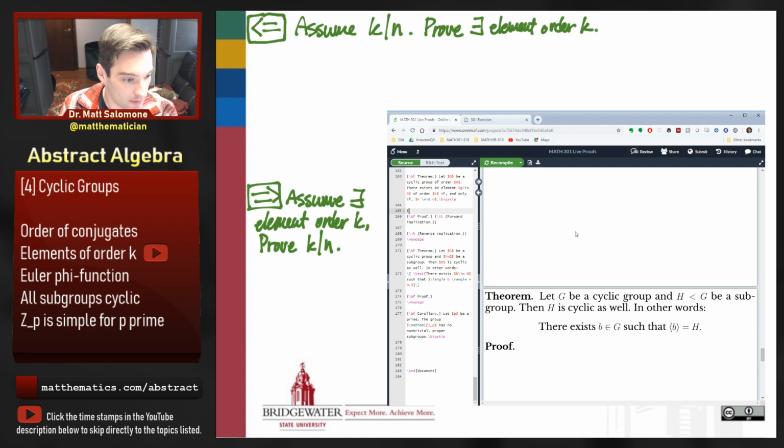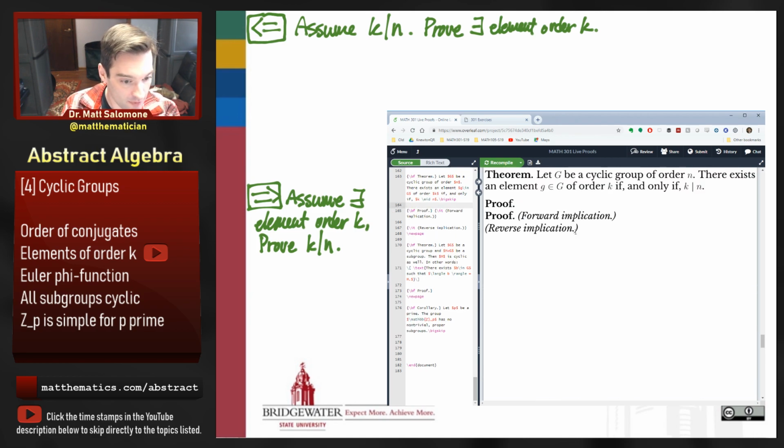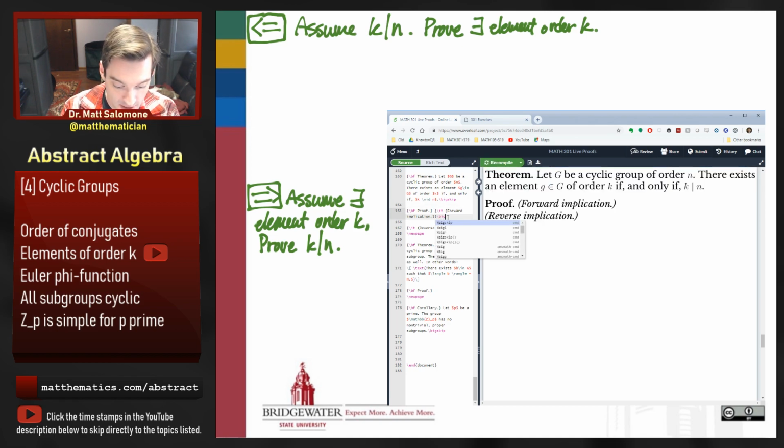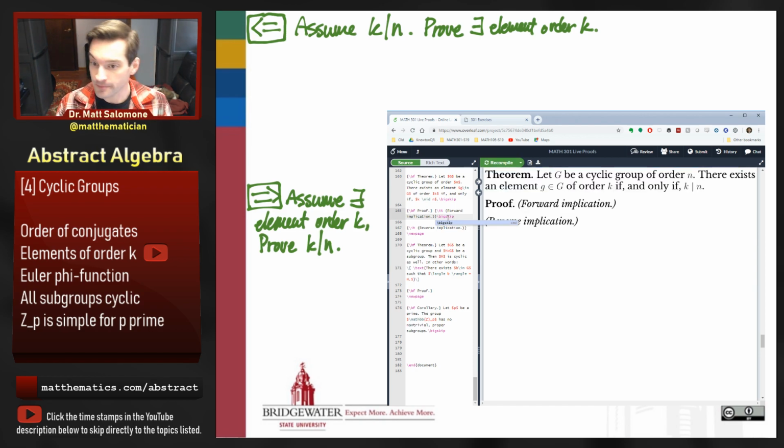Sorry. Yet again, a problem of live streaming something real time. All right, so I'll have a forward implication section and I'll have a reverse implication section. And I want some considerable amount of space in between them. So let's actually start. I kind of want to start on my napkin with this reverse implication up here. Assume k divides n, and I want to prove that there exists an element of order k, because that's like the example that we already did, right?